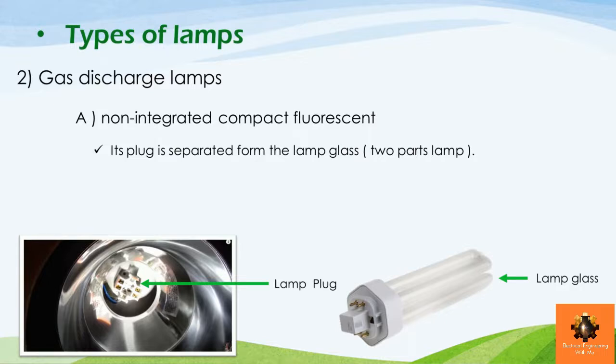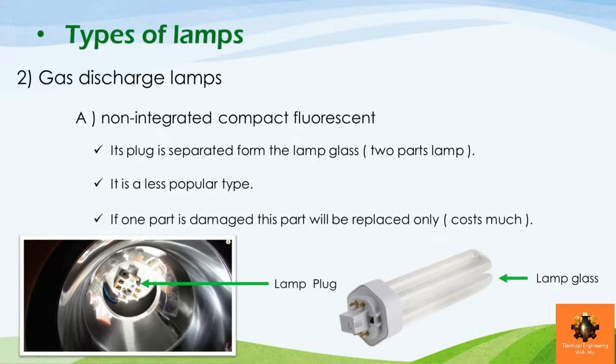So the non-integrated compact fluorescent lamp is less popular than the integrated compact fluorescent, but its advantage is that if one part is damaged, it can be replaced. So we will not lose all of the lamp, as if its glass is damaged, we can replace it and use the same glass. And for that reason it costs much more, so the non-integrated compact fluorescent lamp is more expensive than the integrated compact fluorescent lamp.